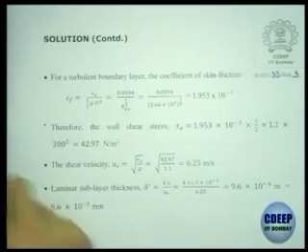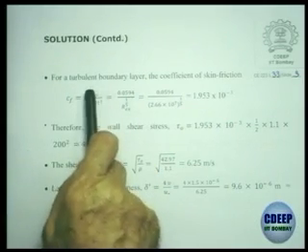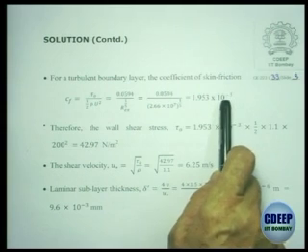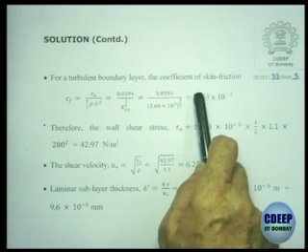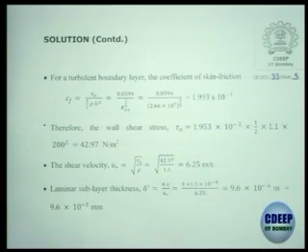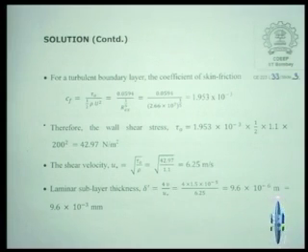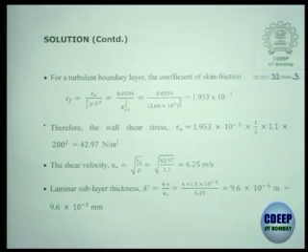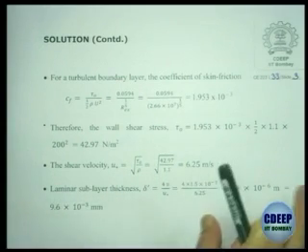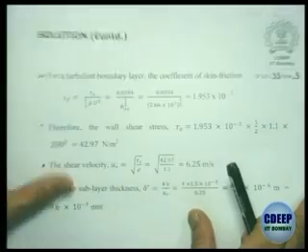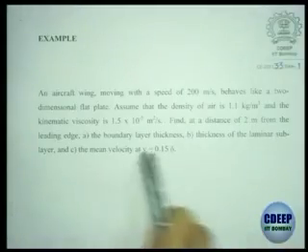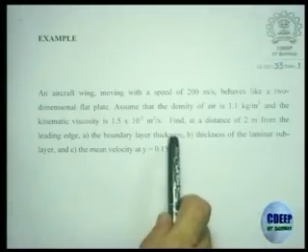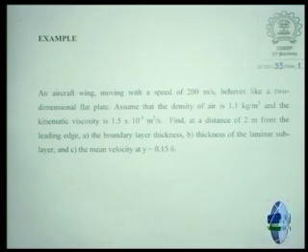Therefore, from this definition, what will tau 0 be equal to? This C_f multiplied by half rho u square. So, the purpose of always calculating the coefficient of skin friction is that from there I would like to find tau 0. Now, nowhere in the problem, if you go back to the problem here, is it directly said that you should find the boundary shear tau 0. It is not implicit there.